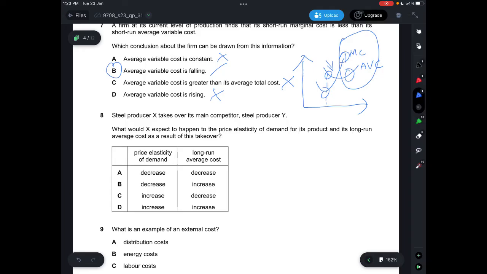So two companies end up being only one company, meaning monopoly. So your price elasticity of demand would then become inelastic because everyone would end up having to buy from you instead of buying from other companies, because there's no other alternative.